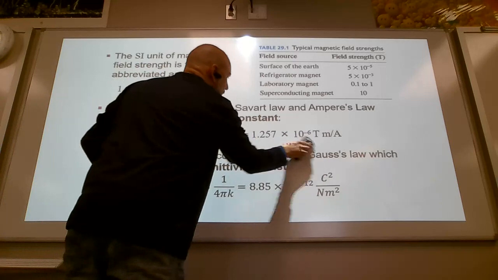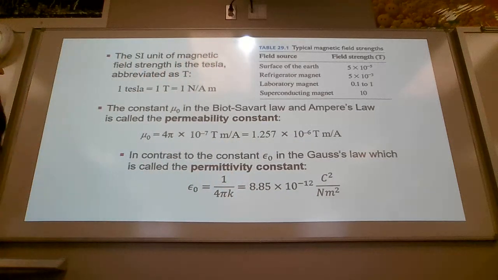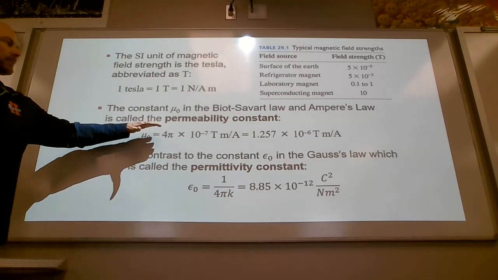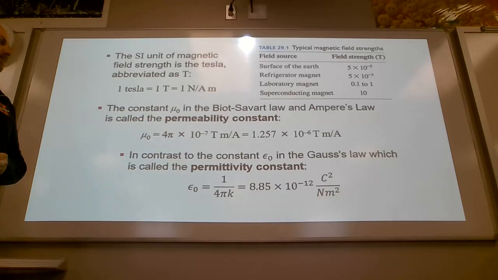So the unit for magnetic fields is Tesla. We're going to be using the permeability constant, 4π times 10 to the negative 7th Tesla meter per amp. This is different than the permittivity constant, epsilon naught. So mu naught we use for magnetic fields, like this electric field stuff, magnetic field stuff.